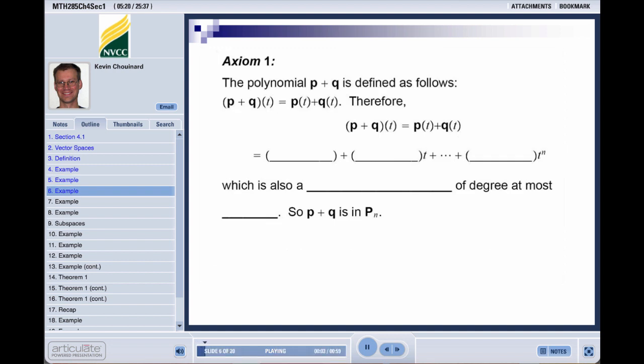For axiom 1, we need to show that when we add two of these polynomials, we get another polynomial that belongs to this same vector space. Well, what happens if you add two polynomials of degree at most n? You're going to get a new polynomial by adding like terms. You'll add the constant terms, you'll add the t terms, you'll add the t squared terms, etc., until you finally add the t to the power n terms. And when you add those like terms, you get a new polynomial of degree at most n.